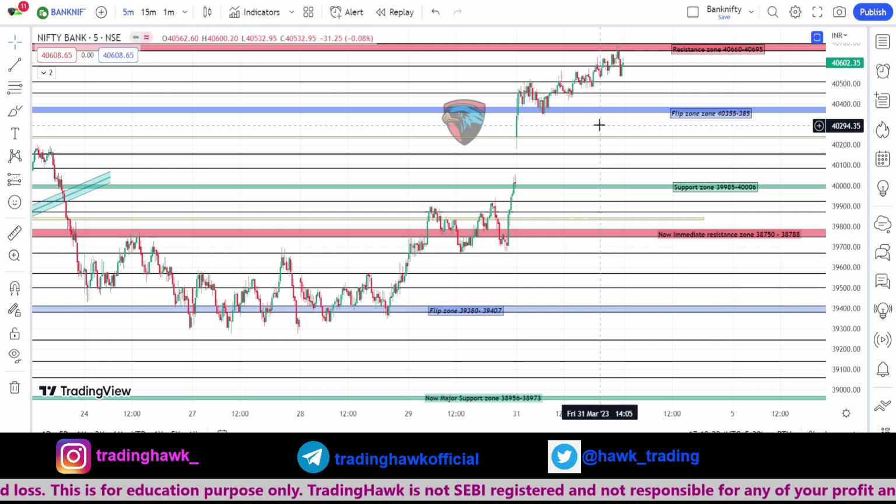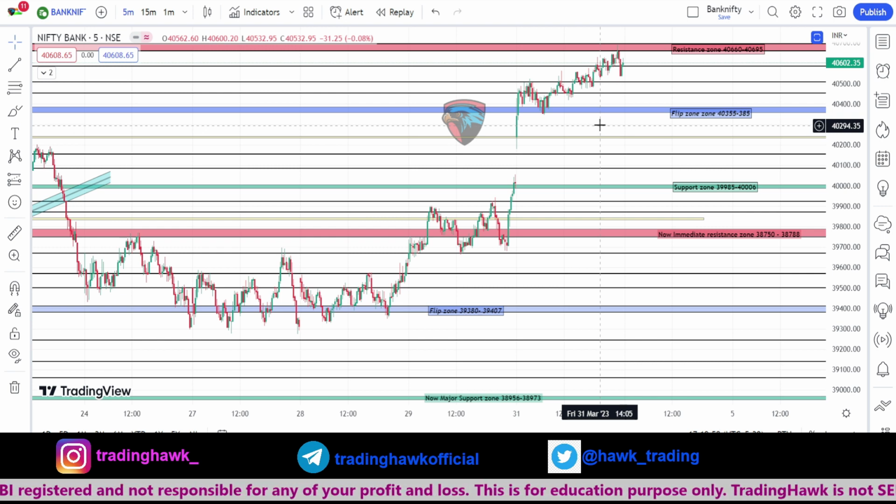I think most people already know what a resistance zone and a support zone are. A resistance zone is a zone where there is supply, meaning the sellers will sell from that zone, and a support zone is a demand zone from where the buyers will buy the stock, or whatever entity you are trading. The flip zone is a neutral zone where either the buyer or the seller will take control of the move in the next coming session.